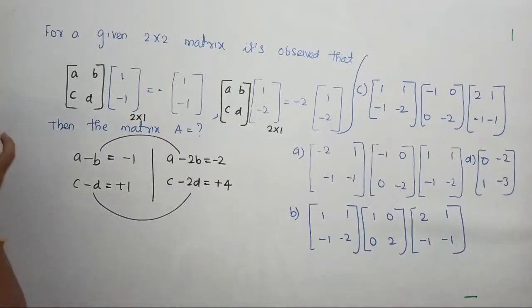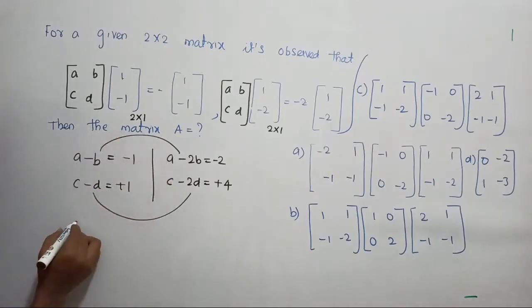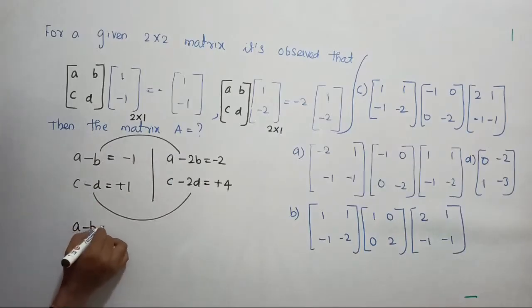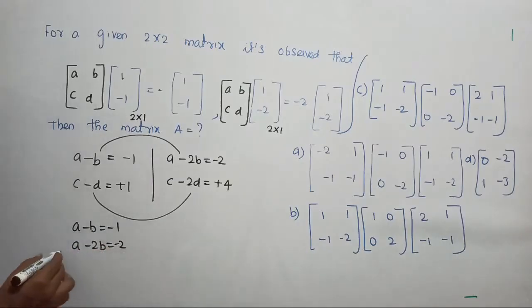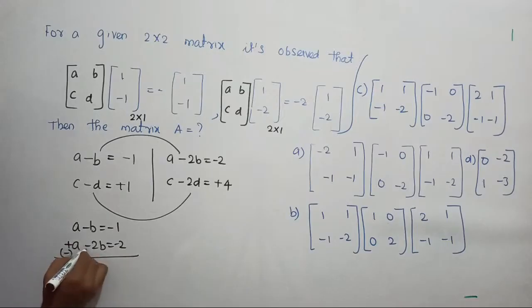Yes, let's go ahead. If I solve these two equations, see actually what I was getting here, A minus B is equal to minus 1 and A minus 2B is equal to minus 2, correct? For that, let me take the second equation and subtract. Subtract means we have to change the sign of the second equation. Here there is plus, change it to minus. Then minus will become plus.